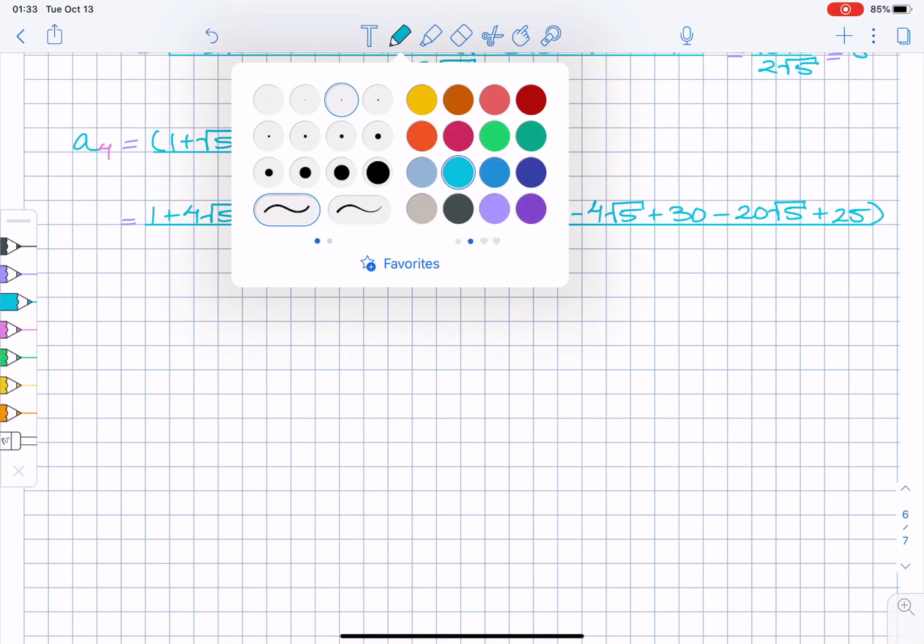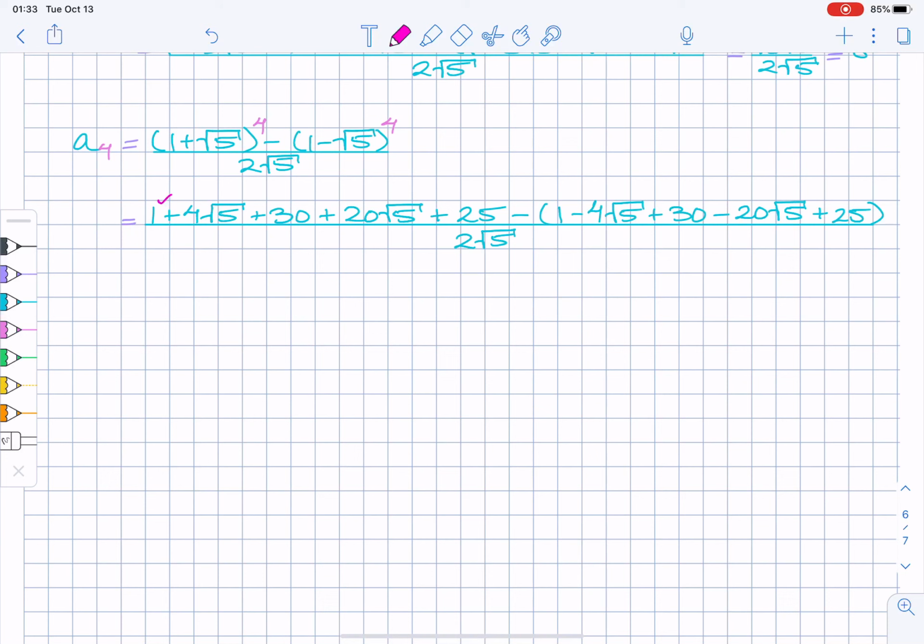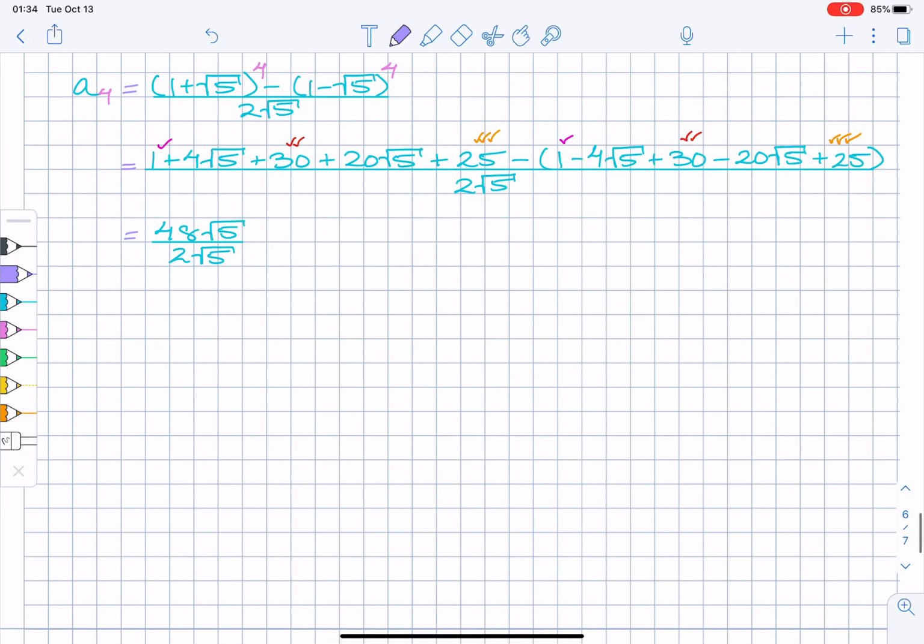So let's see what we have here. So the 1 minus 1 goes away. Now let's see, we have 30 and minus 30 if I distribute. Then same thing with the 25, 25 minus 25 when I distribute. So all I have are the root 5s left over. So 4, 24, and 24 is 48. So we have 48 root 5 all over 2 root 5. Okay, so 2 goes into 48 24 times.